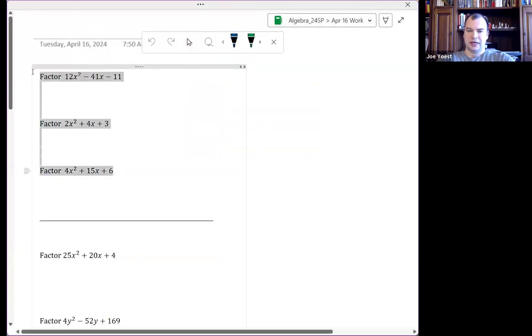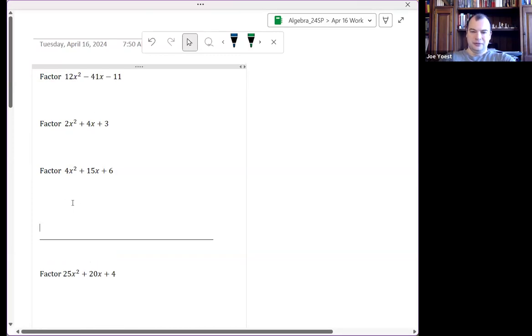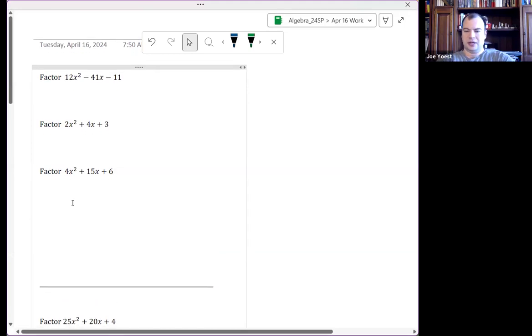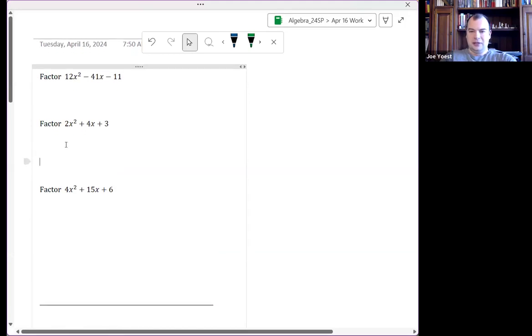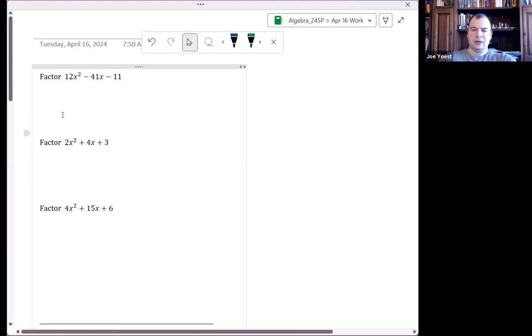Okay, so take a look at these 3 problems. Again, work through them kind of as an exercise. We'll take probably about 6 minutes to work through these 3, and then we'll come back and discuss the answers. So take about 6 minutes, and we'll discuss them.